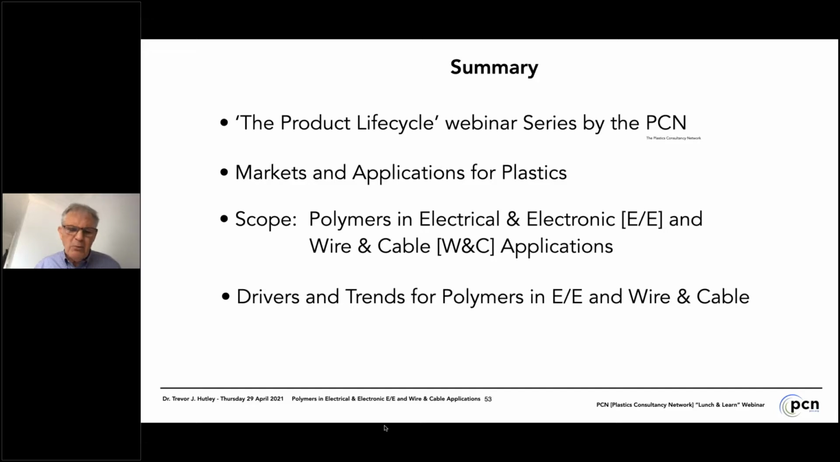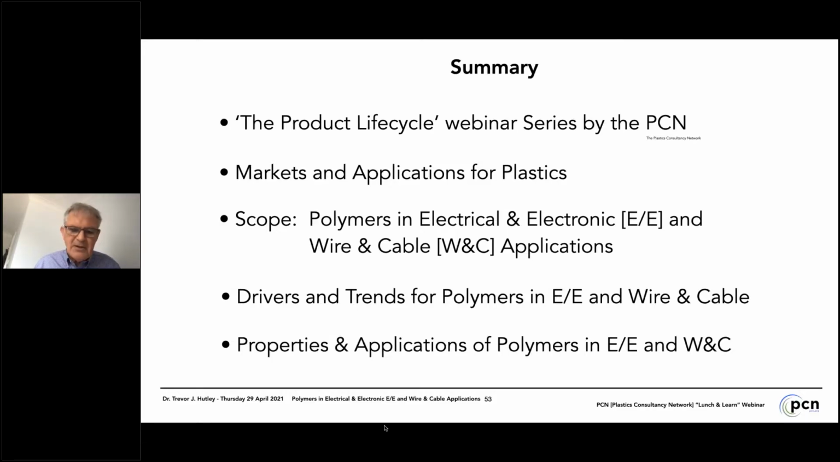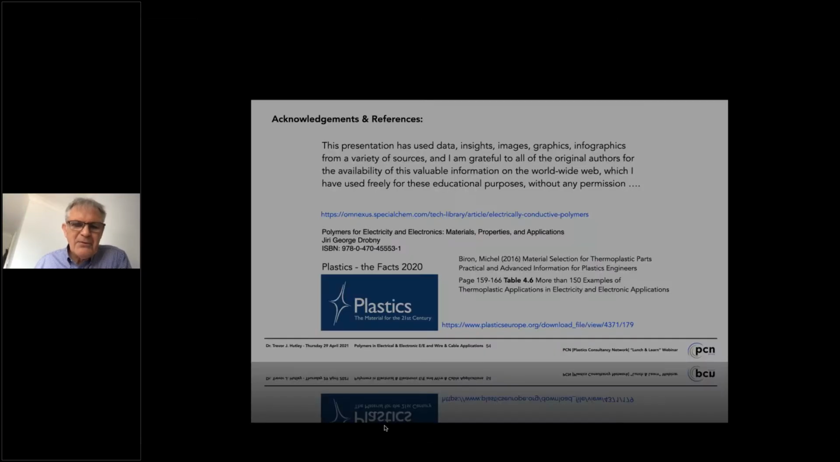And we looked at the whole range of drivers and trends which are going to keep this industry, a growth industry, growing probably 8% a year for the next 5 to 10 years. And we've understood a little bit about the properties of these polymers, their electrical properties, their flammability behavior, and how that impacts their applications in wire and cable. And some acknowledgements and references just to finish here.